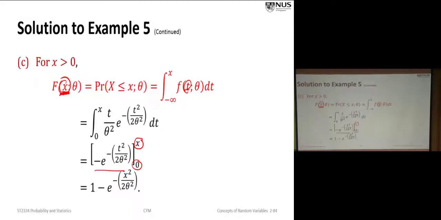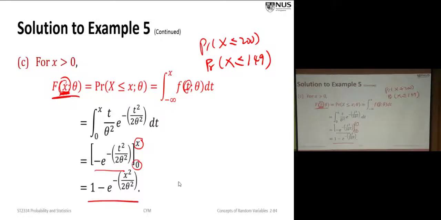Now, why do we want the CDF? Just now we computed the probability of x less or equal to 200. How about if I ask the same question for x less or equal to 149? Then I have to do the integration again. Why bother to do so many integrations? I do the integration once, and that's how I get the CDF. This is true for all x bigger than 0. Then I substitute 149 into this place, and I will get the probability.